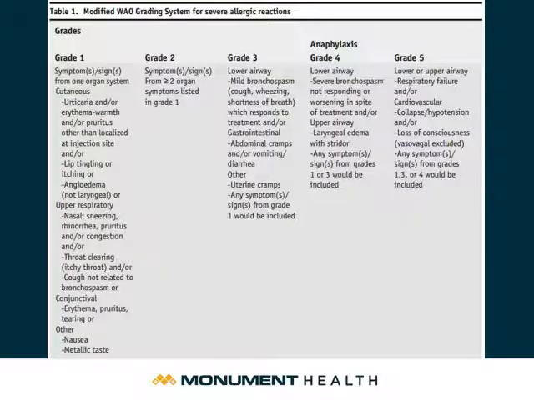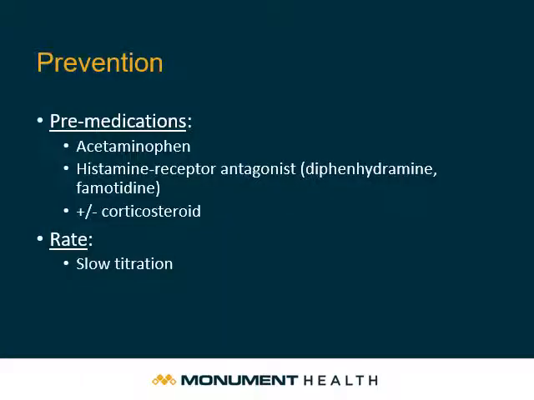This chart came from the World Allergy Organization, or the WAO, and this is a grading system for systemic allergic reactions. Very similar to what we've seen previously, grade 1, 2, 3 from the CTCAE, and what we need to look for. Grade 4 here, anaphylaxis, is probably the big point: lower airway, severe bronchospasms, not responding or worsening in spite of treatment. This gives you an idea of how to grade what the patient may be experiencing.